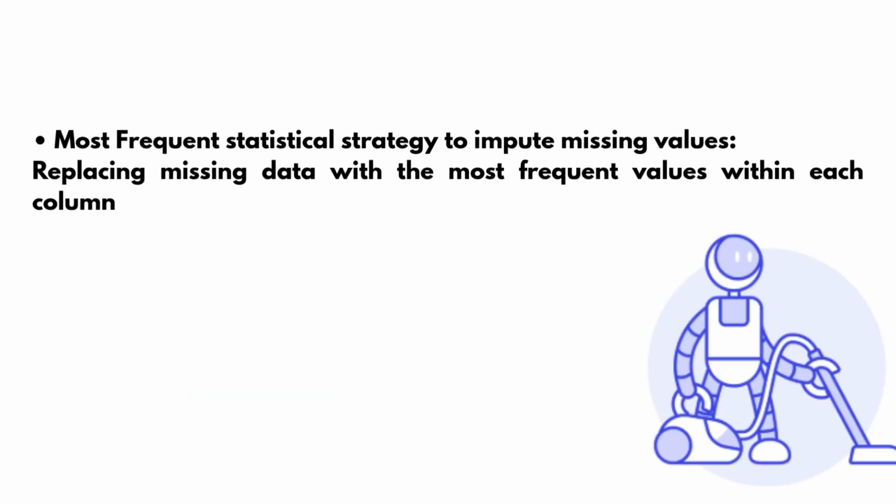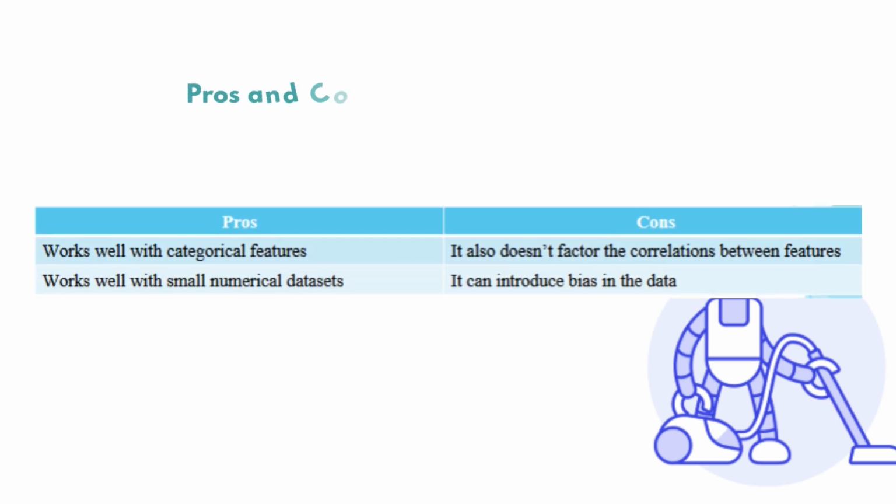We also have the most frequent value approach. This method fills missing values with the most common, or mode, value found in that column. It's particularly helpful when dealing with categorical data. For example, replacing a missing gender with the most common category, or filling in missing cities with the most frequently occurring city name. This approach works well for small data sets and helps maintain consistency, but just like mean imputation, it doesn't consider relationships between features. And there's a small catch: it can introduce bias by overrepresenting the most frequent category.